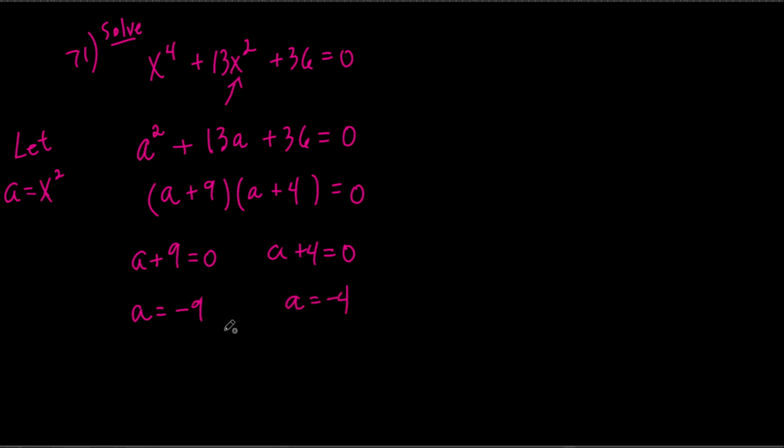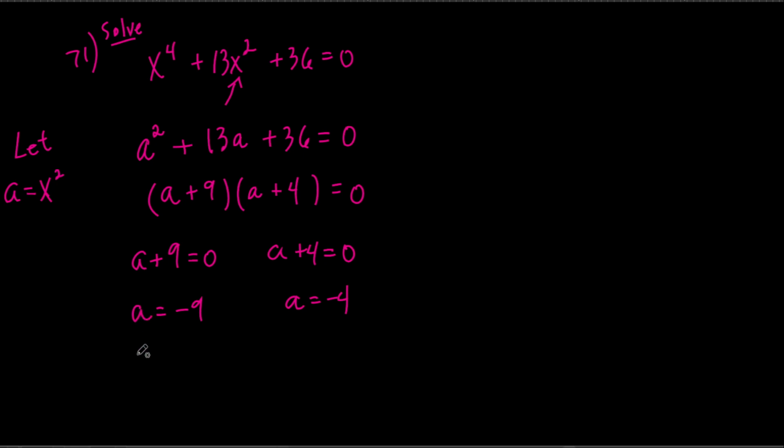But that's not my answer. My answer is not A equals, I want to solve for what? I want to solve for X. So now we're going to put this back in. I took an X squared out and stuck an A in place of it. Now what I'm going to do is take that X squared and put it back in for the A. Remember, A is equal to X squared.